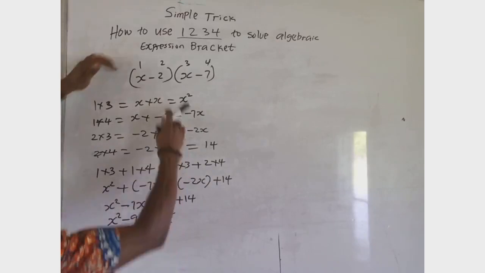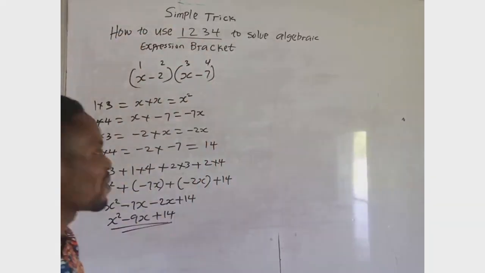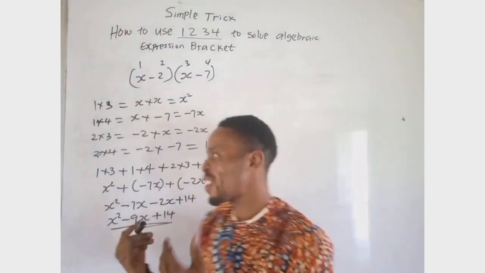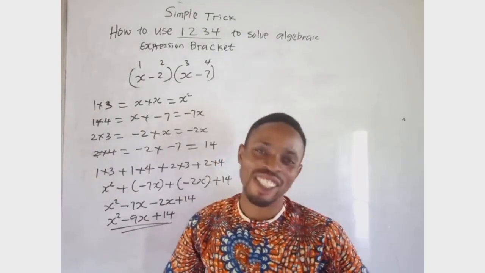So that is how you use 1, 2, 3, 4 to solve an algebraic expression. I hope you understand it. I hope you like it. Don't worry, it sounds so funny, right?